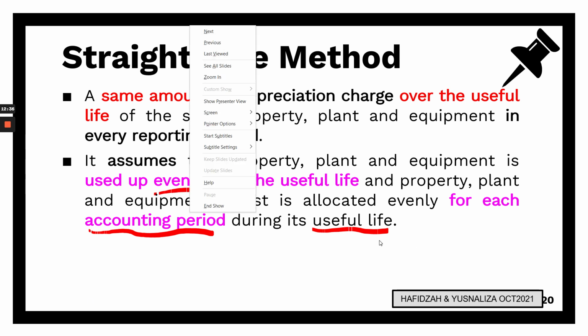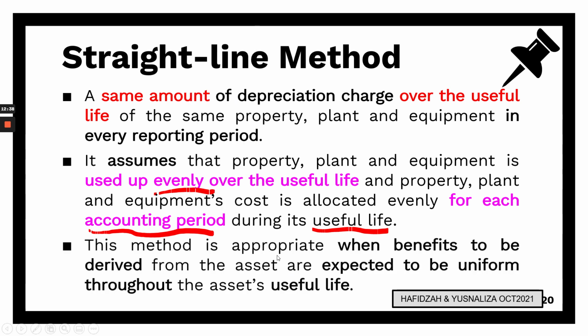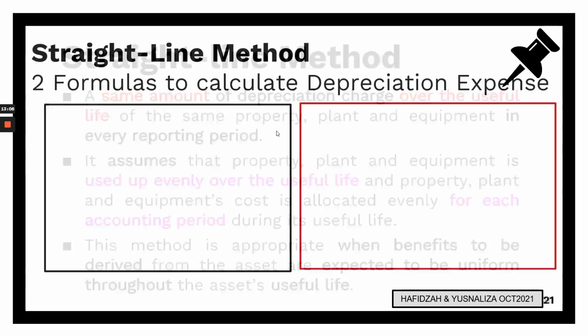Okay, next. This method is normally appropriate when the benefits to be derived from the asset are expected to be uniform. So if you think that you will use up the asset uniformly throughout the estimated useful life, this method is appropriate. However, accounting policy is also decided by the management. Management will decide which method is suitable for a particular asset.